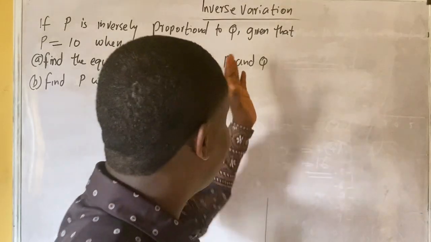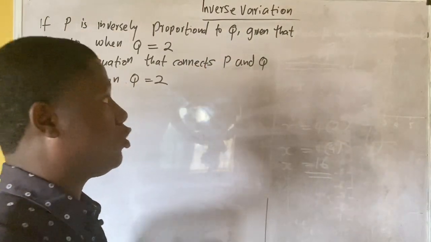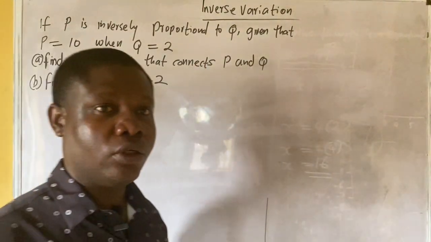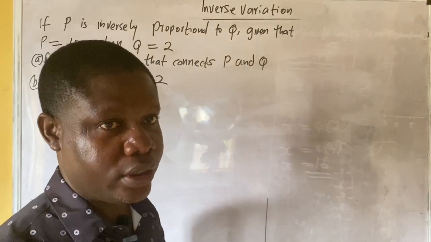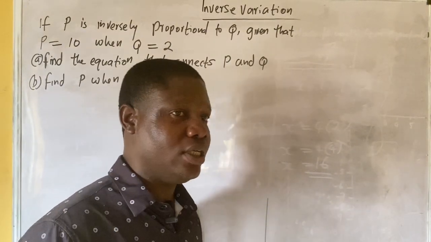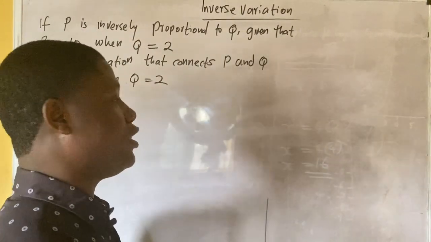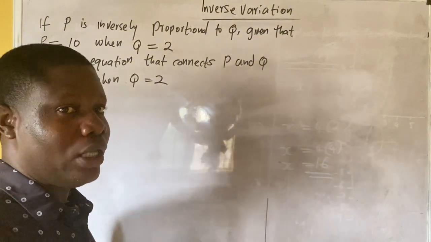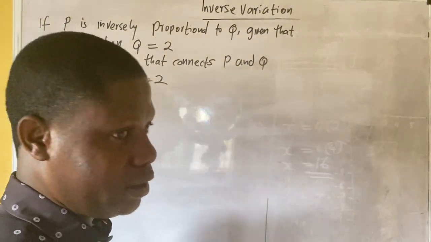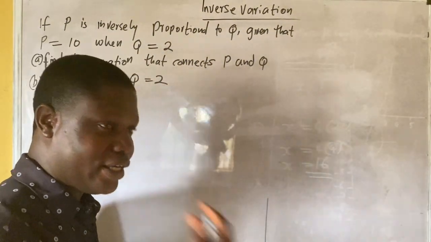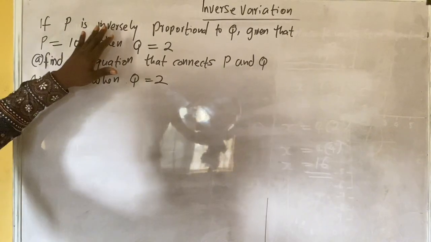So this is inverse variation, and when we talk about inverse variation, we are talking about the relation between two quantities such that when one of the quantities is increasing, the other is decreasing. And when one of the quantities is decreasing, the other is increasing, okay? So we have an example here to solve.